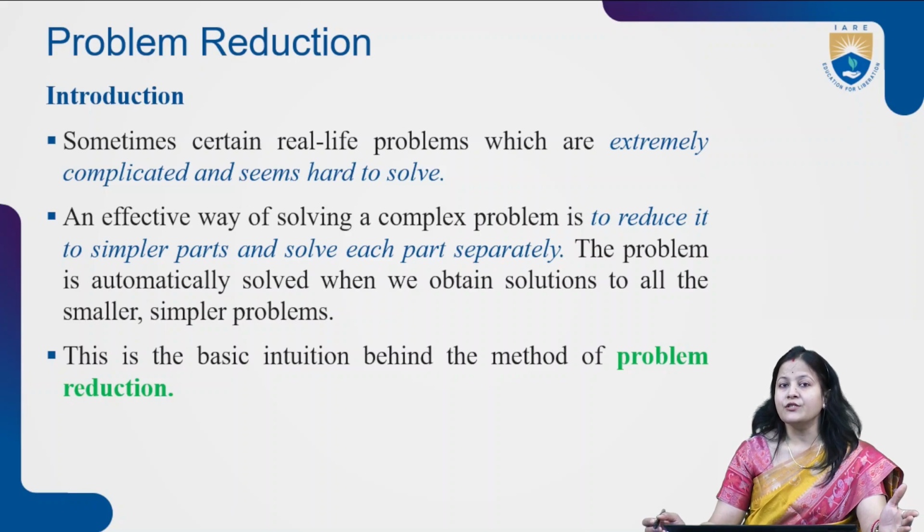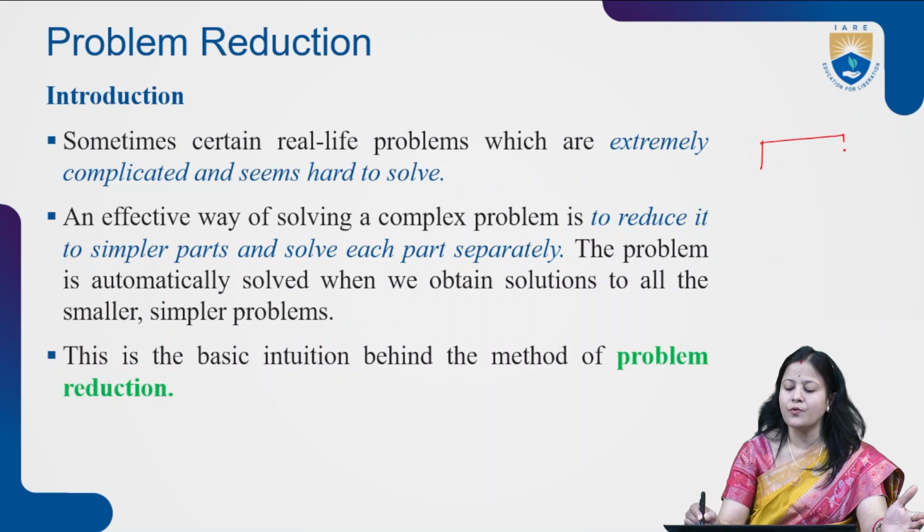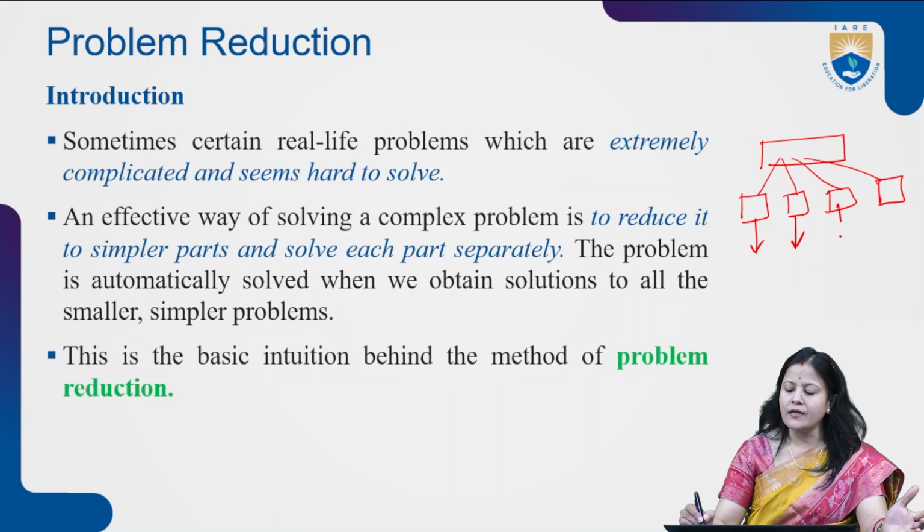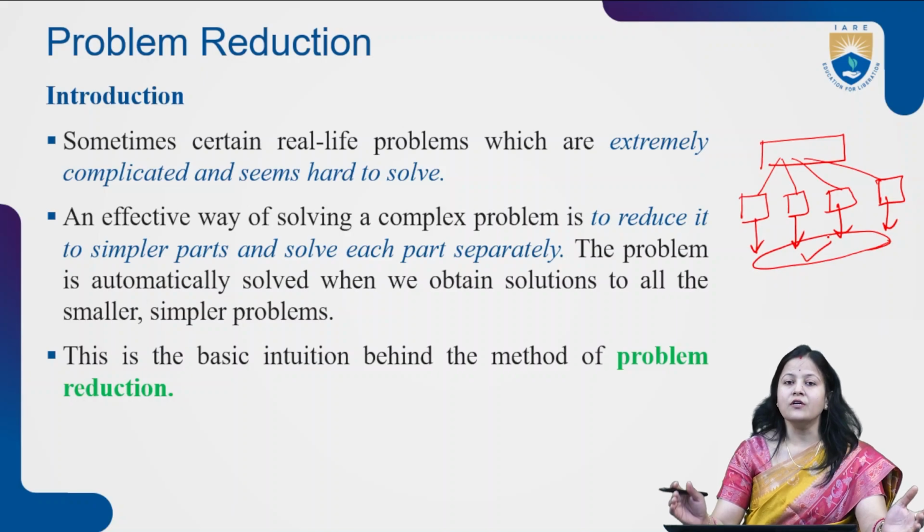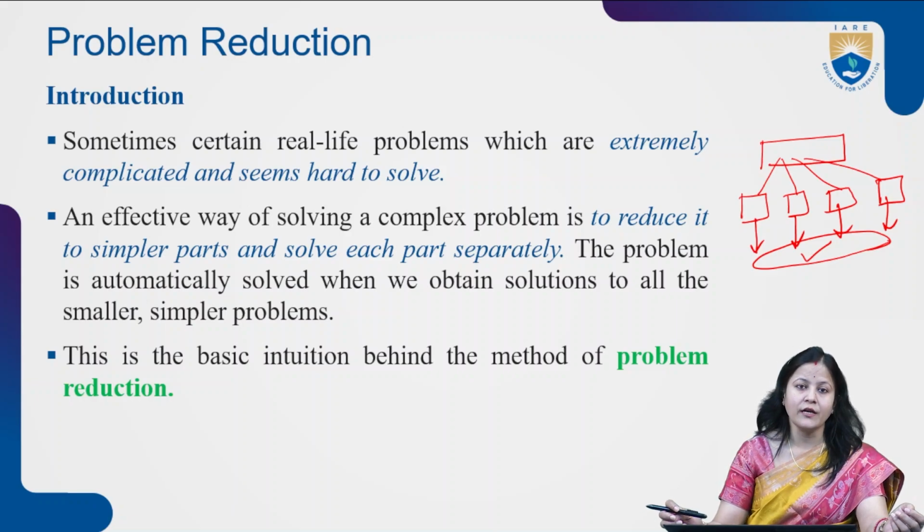So what does problem reduction say? We have a complex problem. This complex problem is divided into a number of sub-problems, and each sub-problem is solved separately to find solutions, and the solutions of the sub-problems are combined to find the final solution. This method is called problem reduction. Why do we use problem reduction? To solve complex problems in artificial intelligence.